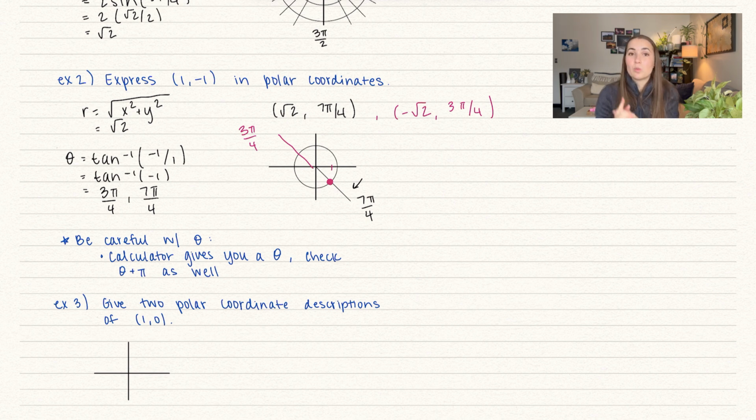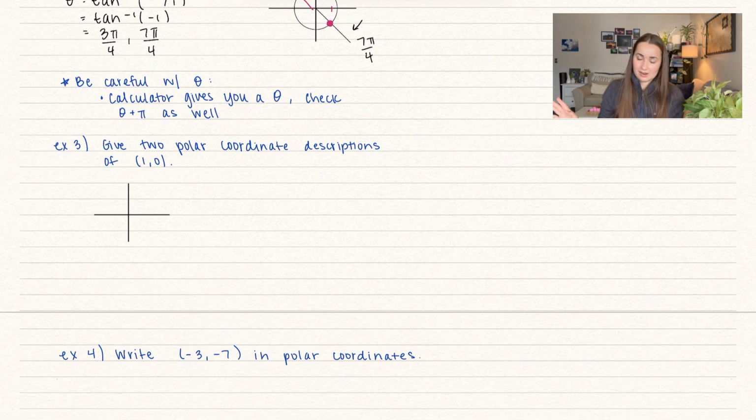You need to consider where the point is actually located, and you need to add pi accordingly, or you can make the radius negative, or you can do any of those things, right? So let's go ahead and try. This is a very nice example. We're going to give two polar coordinate descriptions of the point (1, 0).